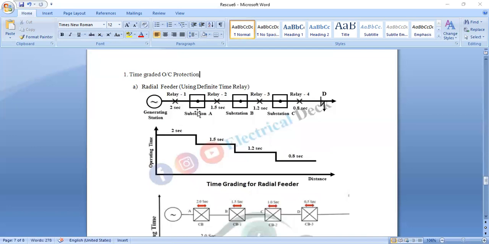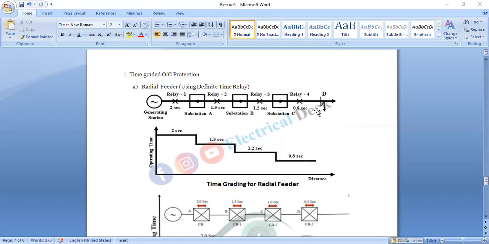To achieve this objective, the smallest possible part should be isolated in the case of a fault. The operating time of the relay is adjusted in order of the far end of the feeder. That means when the fault occurs in the system, you have to achieve this objective: the smallest possible part should be isolated. To achieve this, the operating time of the relay is adjusted from the far end of the feeder.